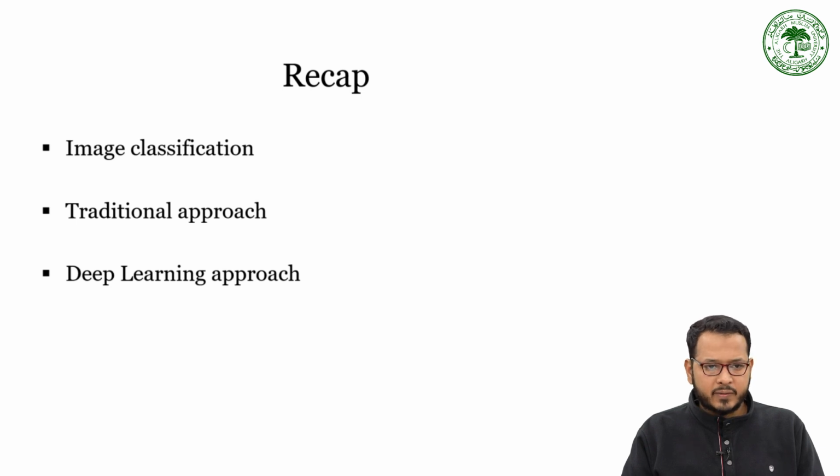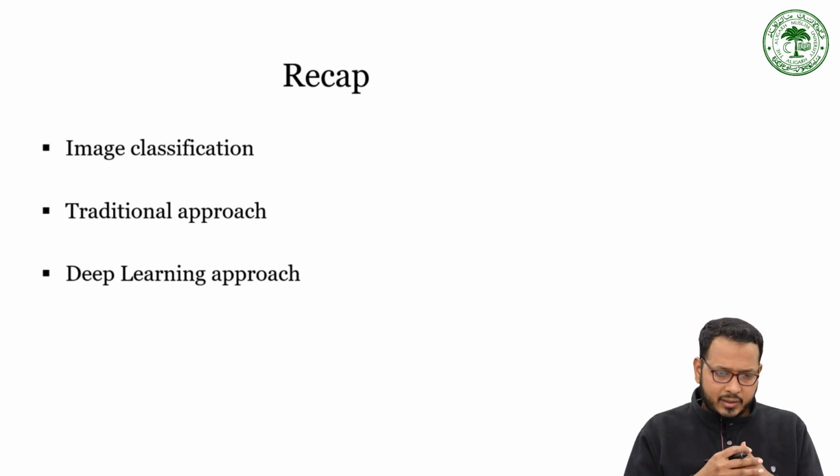If you remember, in the previous lecture we discussed broadly what we mean by image classification and how it is different from the very traditional classification approach where data is organized into a tabular format. And then there are two ways of doing the classification of images. One is the traditional approach and another one is the CNN based deep learning approach.